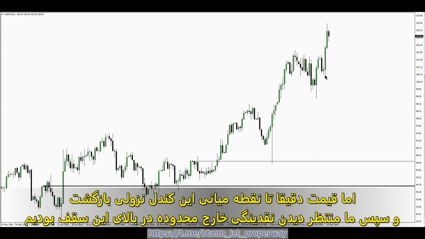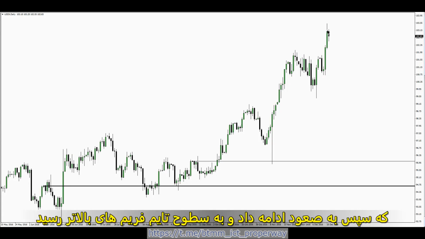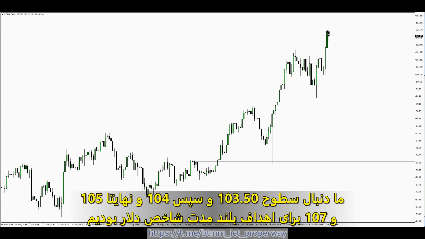But we traded right back down into the middle point of this down candle, or mean threshold, and then we expected to see what happened. External range liquidity above this high, and then continue higher, reaching into the higher time frame levels we were looking for, 103, 103.50, and then 104s next. Ultimately, 105, 107 still in the cards for dollar index long term.